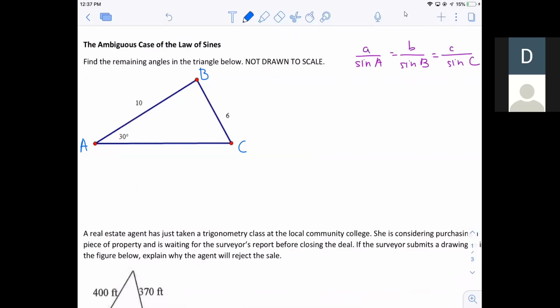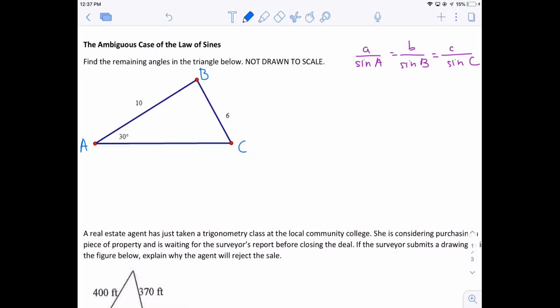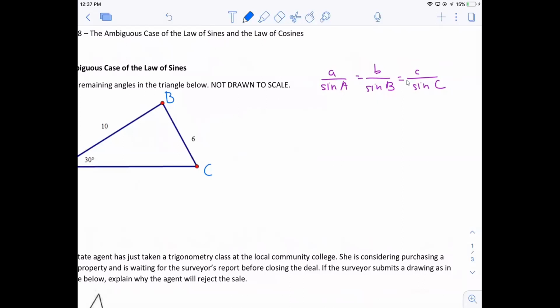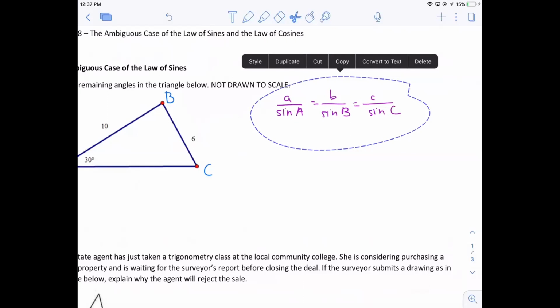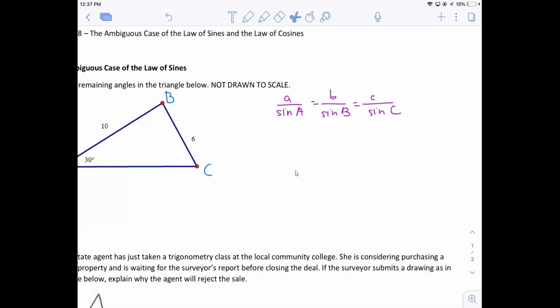Type in B or C in chat if you don't have a mic. Let me know what you think. Think about this for a second. Which angle can we find first using the law of sines? C. Yes, we can find angle C.